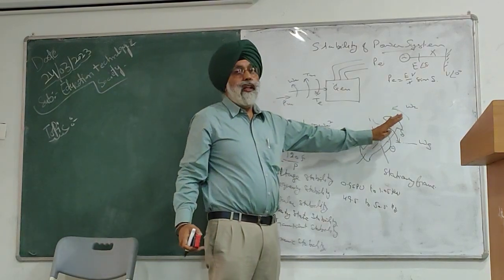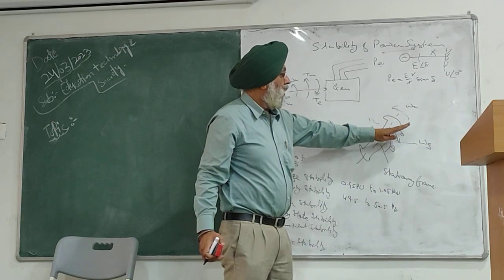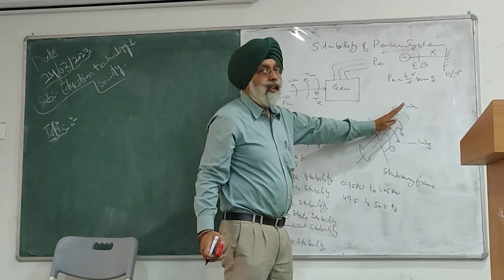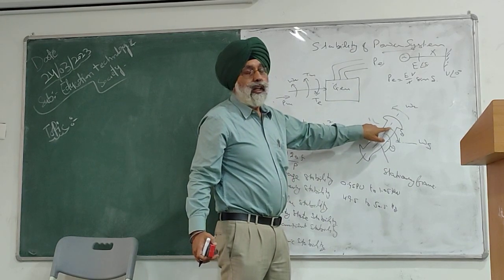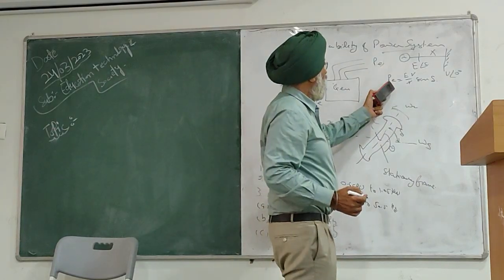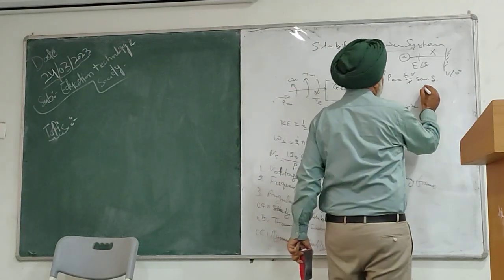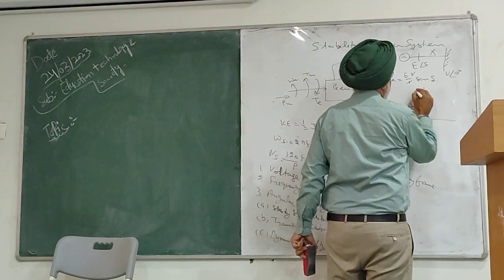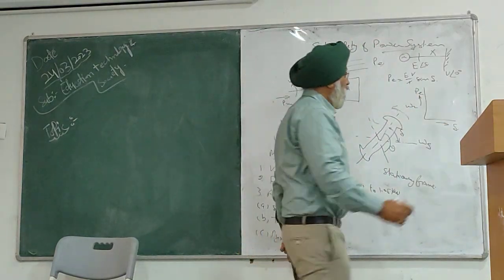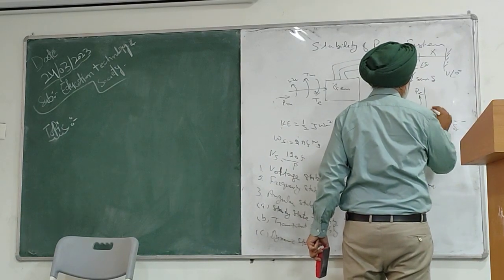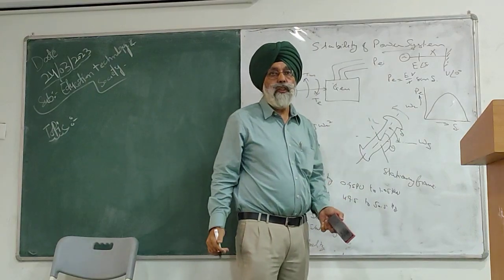Steady state stability means we are gradually increasing the load, or your input to the machine is gradually increasing. So this leads to an increase in this delta. And if you plot the curve between your power and the delta, which is known as a power delta curve, from this equation, our variation will be like this.